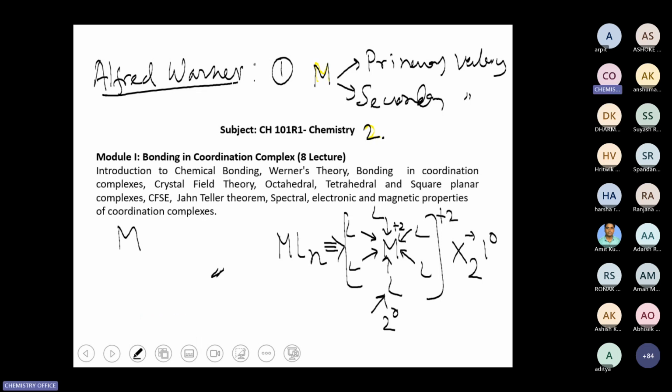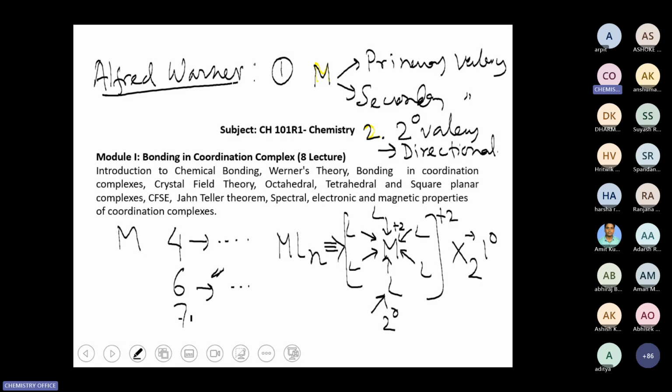The second important assumption was that secondary valency has a vectorial or directional property in 3 dimensions. That means the molecules or ions which satisfy the secondary valency will be spatially oriented in a particular direction only. If the total number of L is 4, then it has certain directions which give rise to either tetrahedral or square planar geometry. For 6, they give rise to a certain geometry, and similarly for 3, 5, 7, etc. So all these secondary valencies have directional characteristics, which is another main assumption of Werner.